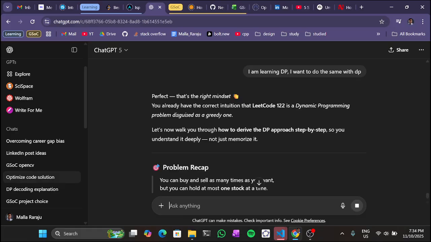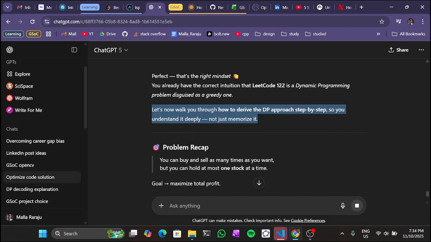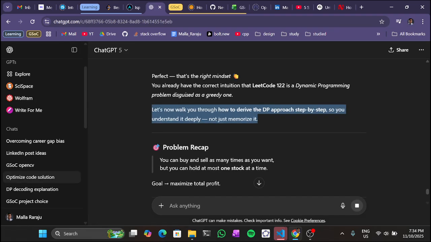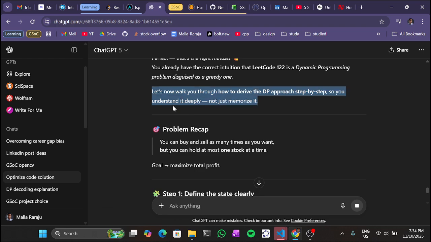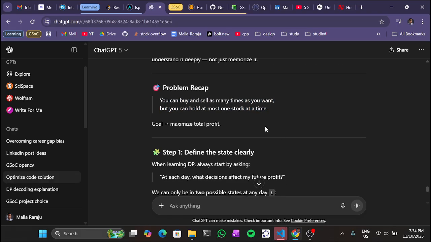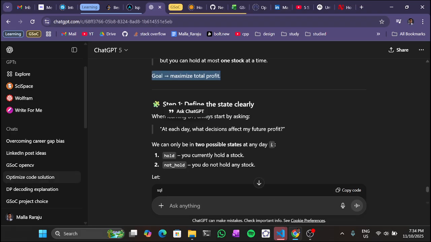You already have the correct situation. Let's now walk you through how you derive the DP approach step by step. So understand it deeply, not just memorize it. You can buy and sell as many times as you want, but you can hold at most one stock at a time. Maximize total profit.